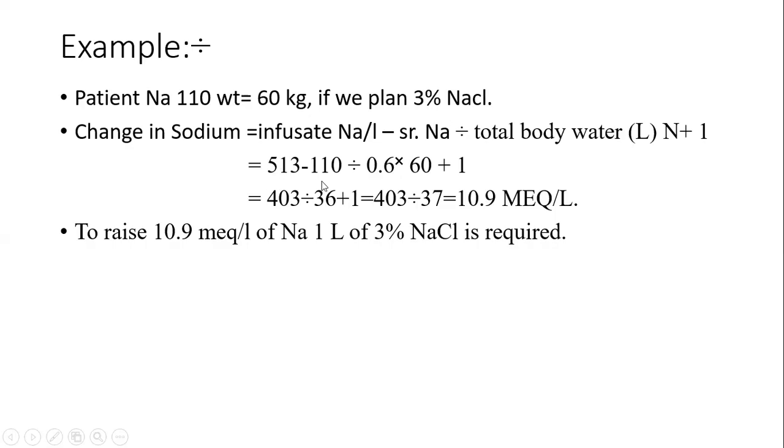So 513 minus the patient's sodium, that is 110, divided by total body water, that is 0.6 into 60, as it is a male patient, plus 1, that is 403 divided by 36 plus 1, that is 403 divided by 37. It comes to 10.9 milliequivalent per liter. So to raise 10.9 milliequivalent per liter of sodium, 1 liter of 3% sodium chloride is required.